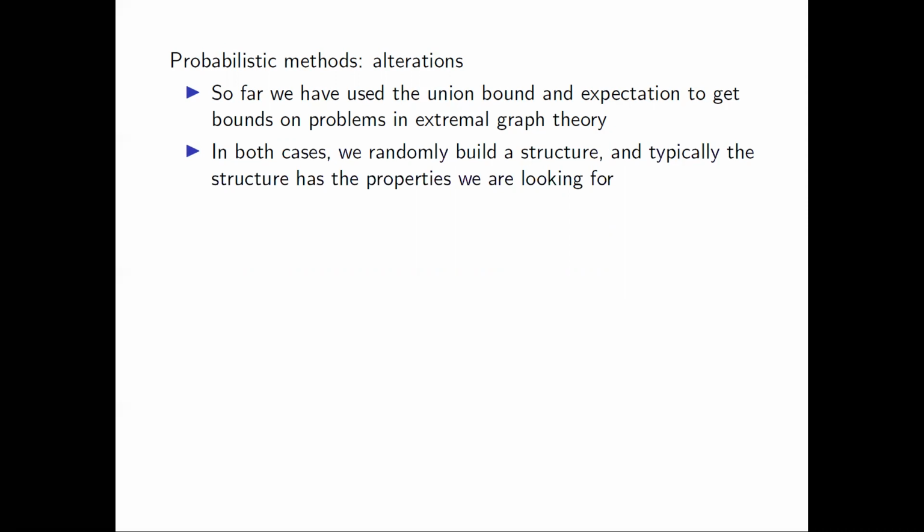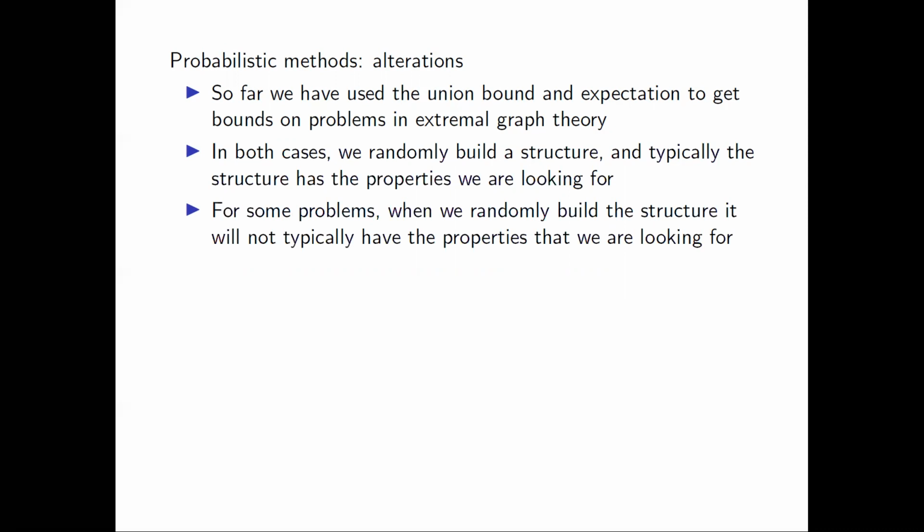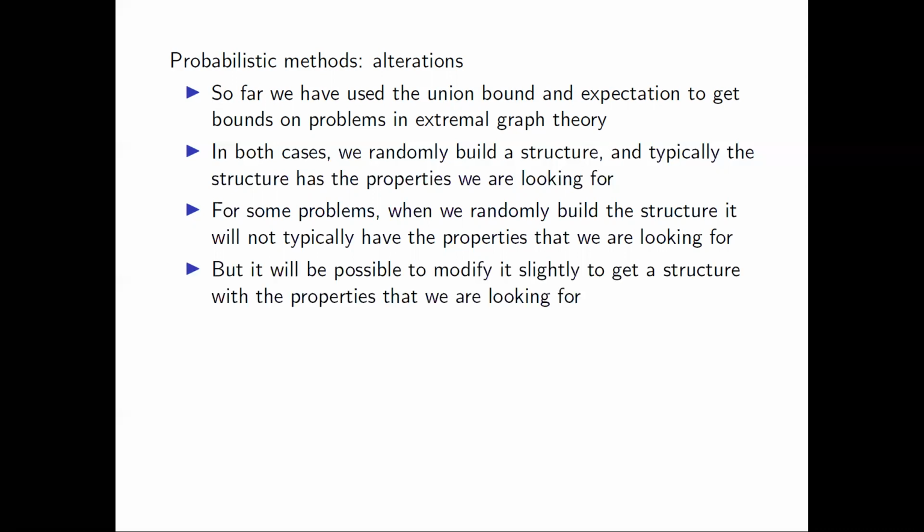Now, sometimes we'll perform the experiments, and when we randomly build the structure, it will not usually have the properties that we're looking for. So we won't be able to necessarily say with high enough probability, like with probability greater than 0, that there's a structure with the properties that we're looking for until we do something to the structure that we built experimentally. So maybe the original experiment doesn't produce the kind of structure that we're looking for, but if we modify it just a little bit, we can get a structure exactly with the properties that we want.